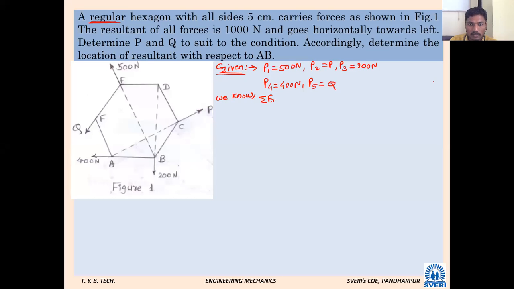So here, we know summation Fx equal to Rx. What is Rx? X component of resultant. Likewise, you have to say then summation Fy equal to Ry.